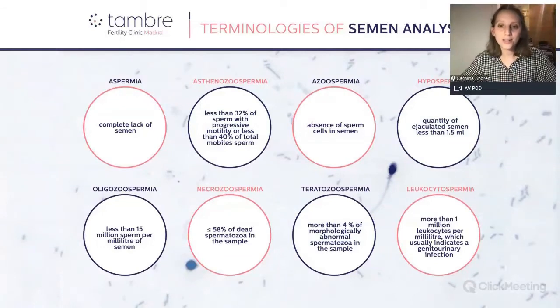Also, we have other terms such as necrospermia, where the percentage of dead sperm is very high, and leukocytospermia, where we find cells from the immune system in the ejaculate that may indicate there is some infection.